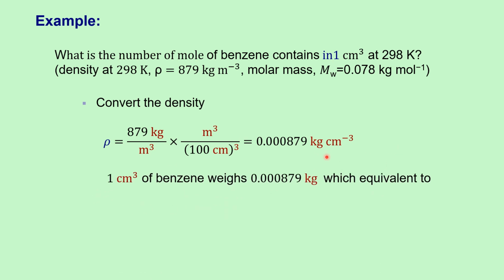Then we know from this unit and value given here, 1 centimeter cube of benzene has the mass of this one, 0.0008979 kilogram, which is equivalent to 0.0113 mole. How do you get 0.0113 mole? Because you have to divide by the molar mass of the benzene in 1 mole.